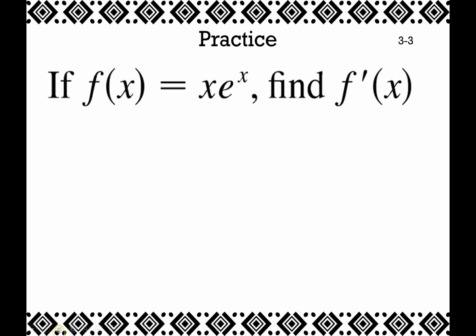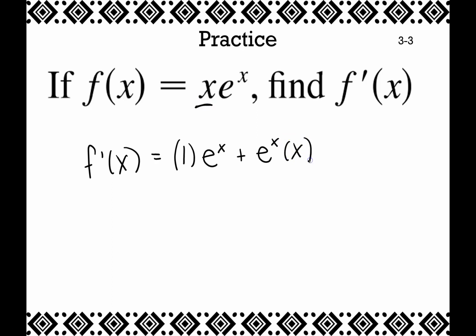All right, let's try this one now. I'm not going to break it down as much as I did on the last ones. All right, so our f prime of x is going to be the derivative of our first, which is 1, times our second, which is e to the x, plus the derivative of our second thing, which is actually just e to the x, and then times the first. So that'd be times x. So that's going to be equal to e to the x plus x e to the x.